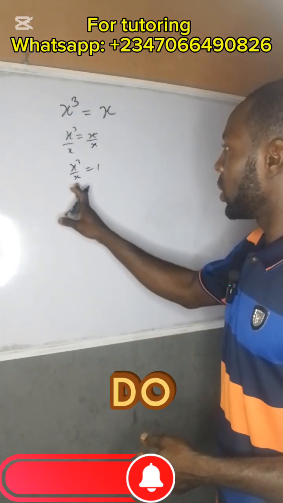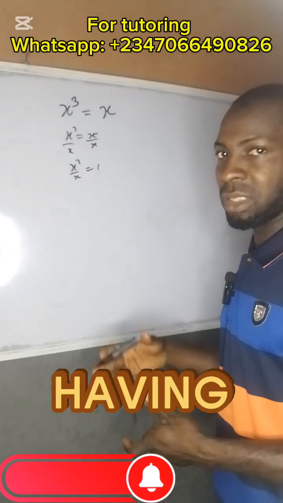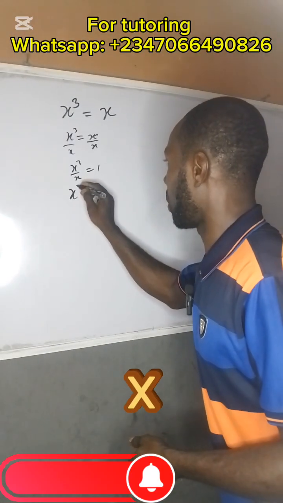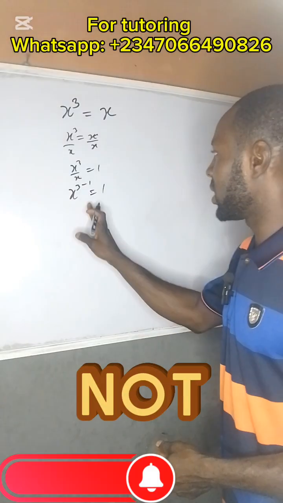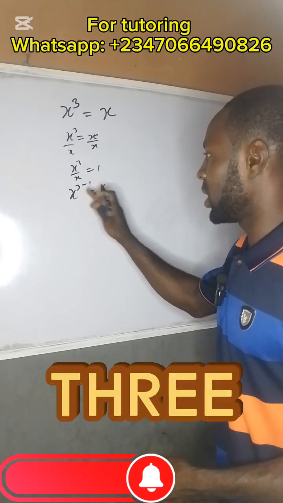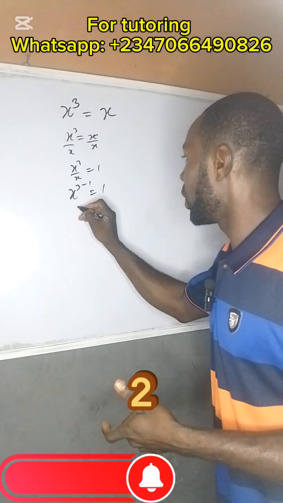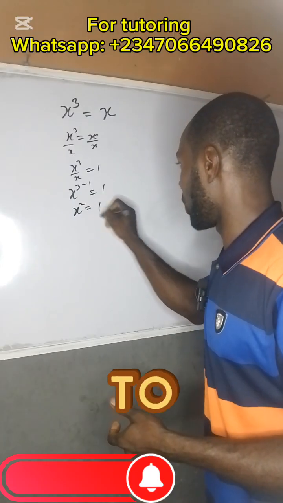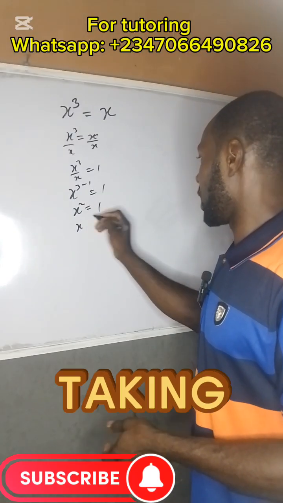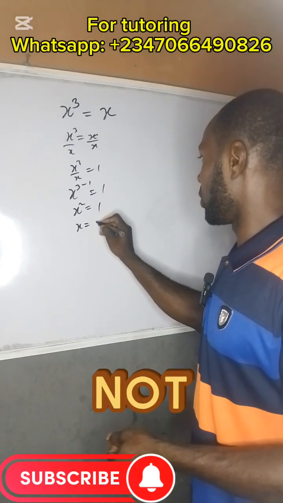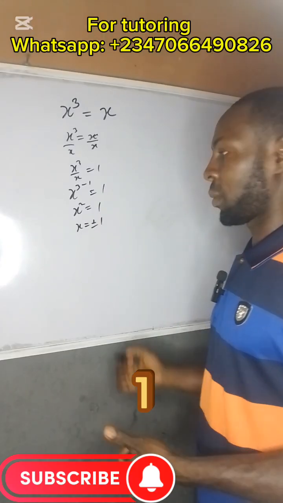What do they do? Okay, since they are all just having the same base, they will now write x raised to the power of 3 minus 1, right? This is equal to 1, right? They will now say, okay, this x raised to 3 minus 1, which is equal to 2, then x raised to the power of 2 is equal to 1. Then, they will now write it in this form, that x, taking the root of both sides, will now be what? Plus or minus 1, right?